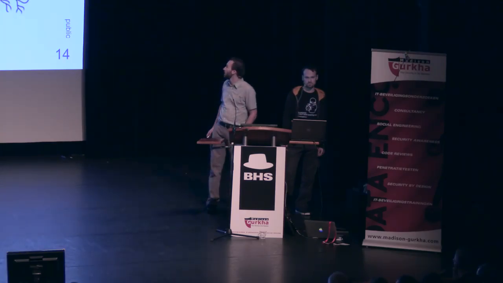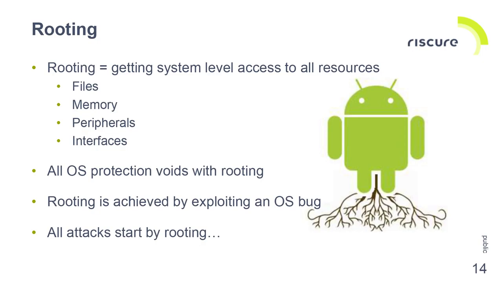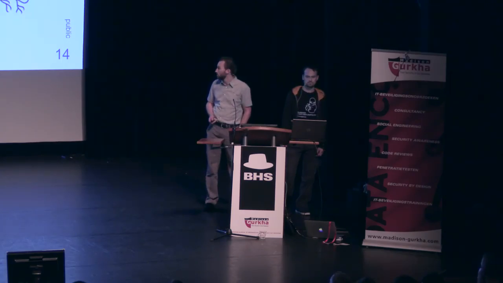One of the main and most important exploits on Android is rooting. I'm going to skip through this quite quickly. Basically, what rooting means is that you have full super admin rights on the system. You can access files, memory, peripherals, interfaces. You can basically get around all OS protection without any detection, and Android will just let you do whatever you want to. Generally, it's achieved by exploiting an OS bug, either in the kernel or in some application that has kernel rights. And pretty much all attacks start by getting root on the device.